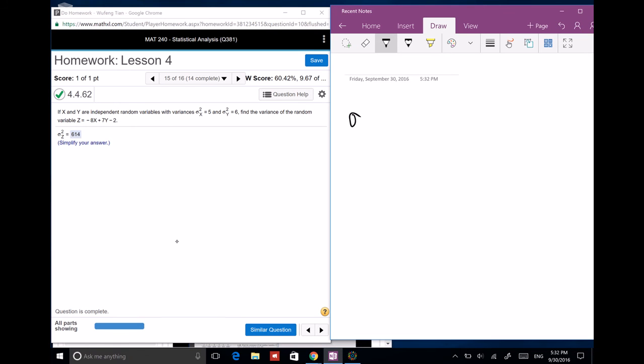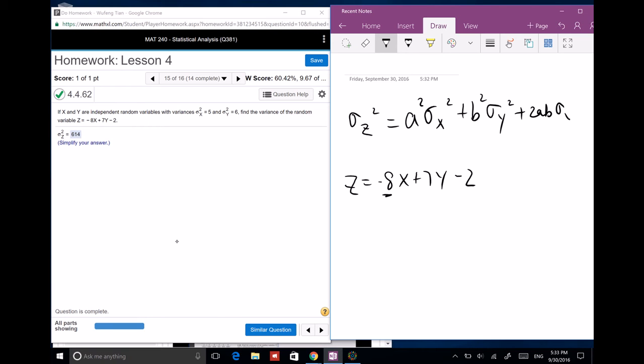This one, sigma z square, since z equals -8x plus 7y minus 2. They're independent. It's pretty simple. Since it's independent, the sigma xy is 0. So you only have sigma z square equals 64, which is a square, a is the coefficient, times sigma x square plus b square times sigma y square plus 2ab sigma xy. But this is 0 because they are independent. So just the 64. Sigma x square is 5 given. B square is 49. Sigma y square is 6. So the final answer is 614.